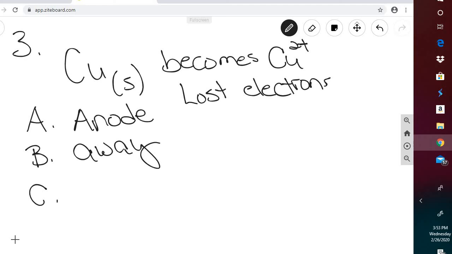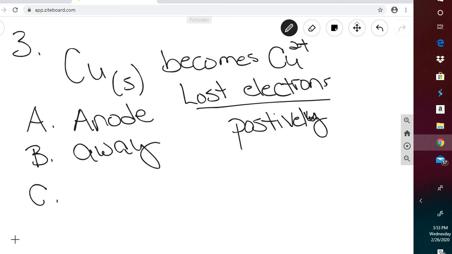In the salt bridge, are positive or negative ions flowing toward that side of the cell? Well, as that side of the cell gives away more and more electrons, it's going to become positively charged. It's going to become more and more positive. So in order to prevent it from becoming more and more positive, negative charges would flow from the salt bridge to the anode.